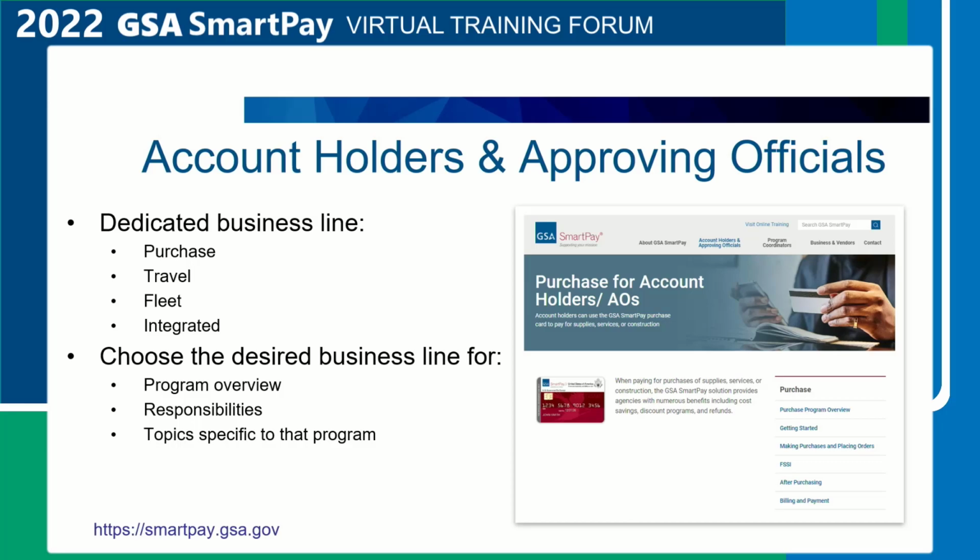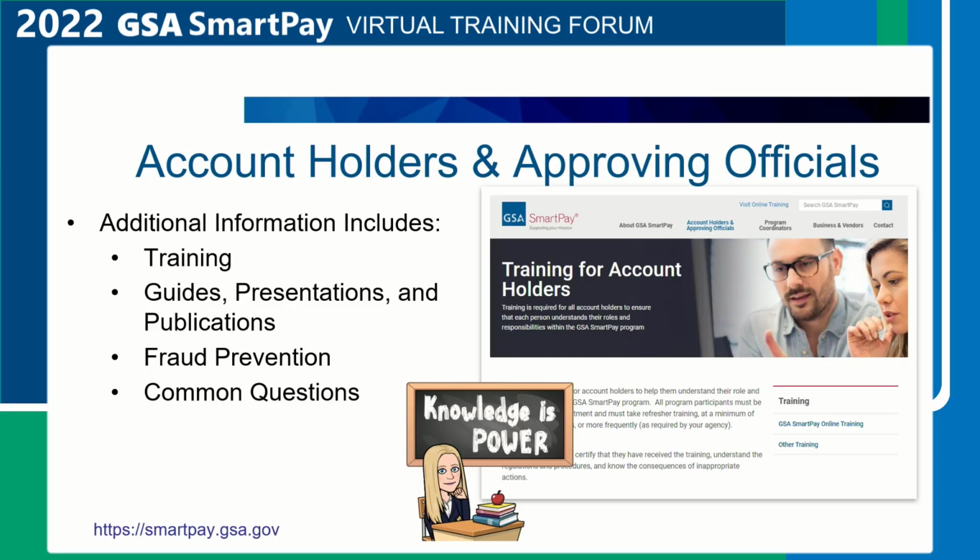All account holder and approving official specific information can be found under the Account Holder and Approving Official tab on the main top menu of the website. From here, account holders select either Purchase, Travel, Fleet, or Integrated. Some of the topics discussed in this section include program overview, responsibilities, and other specific information to that business line. In addition, under the Account Holder and Approving Officials tab is information about training, resources such as guides, presentations, and publications, fraud prevention, and common questions that account holders or approving officials may have.